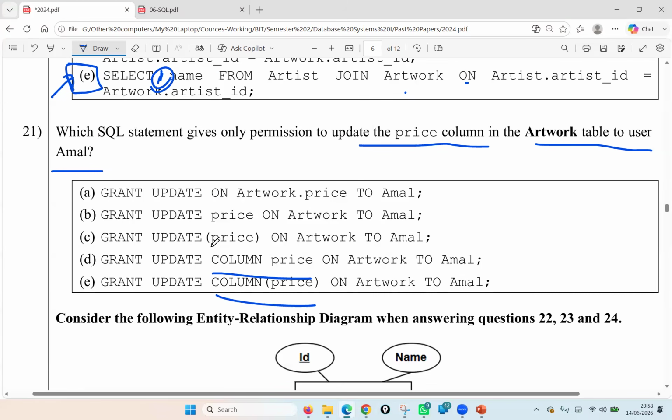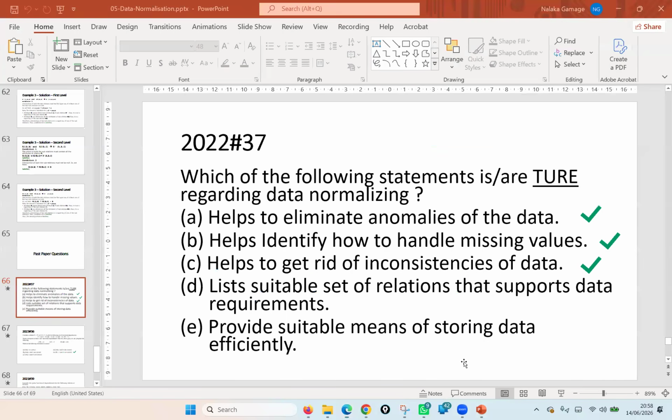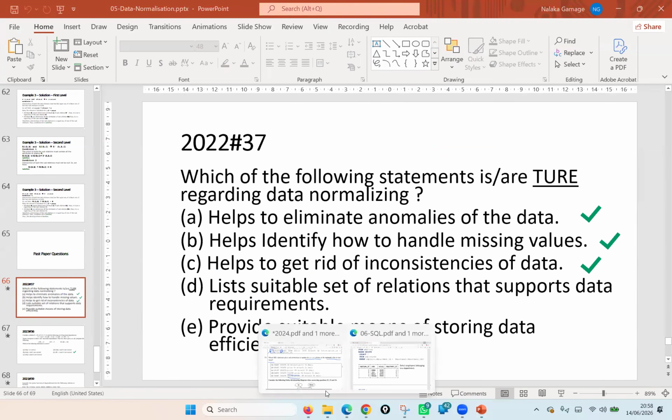Grant update within bracket price on artwork to amal. කොහොමද මේක ලිව්වේ මට නම් මතක නැහැ, එකපාරට ඔළුවට එන්නේ නැහැ. අපි ඒ වගේ examples නම් කරා. හරි.